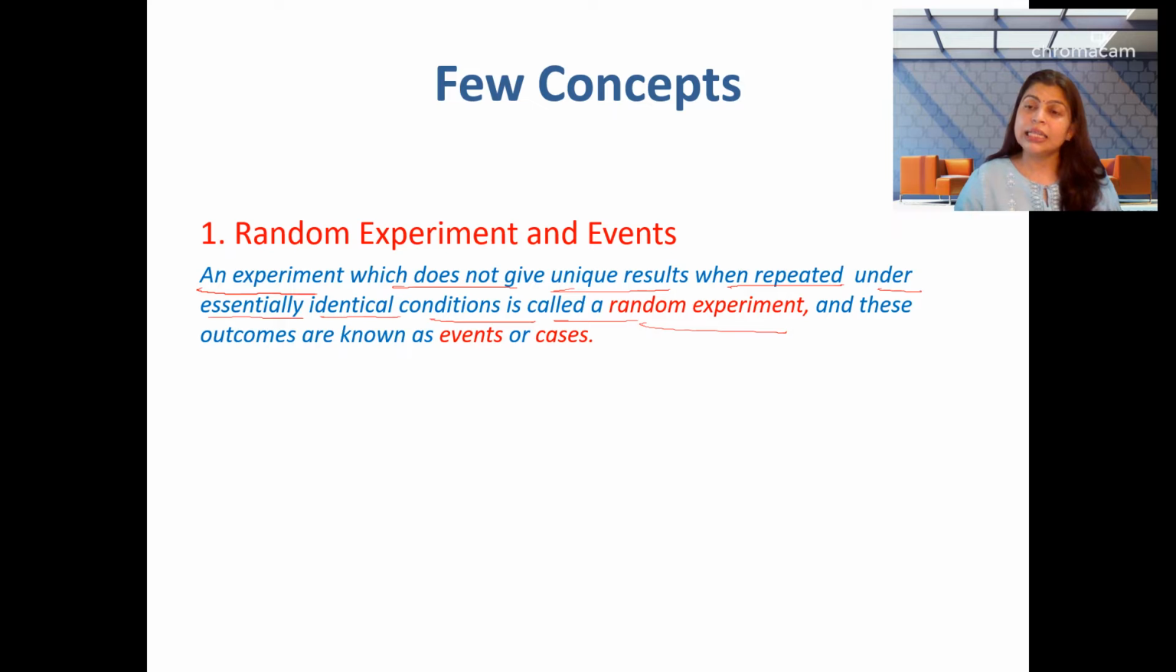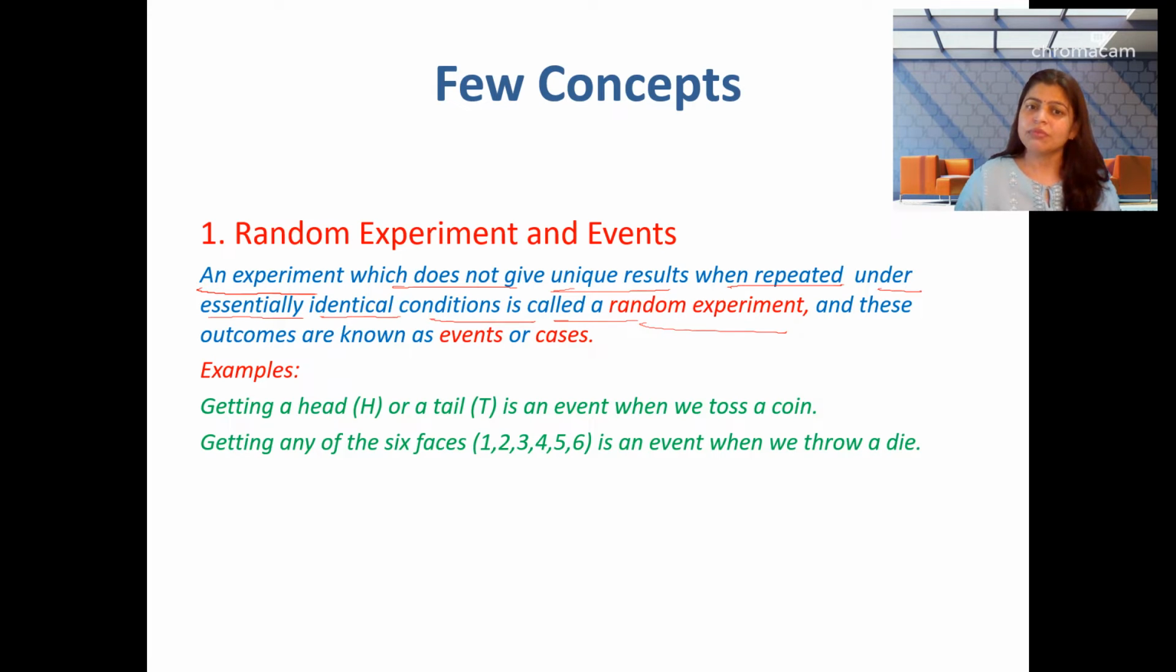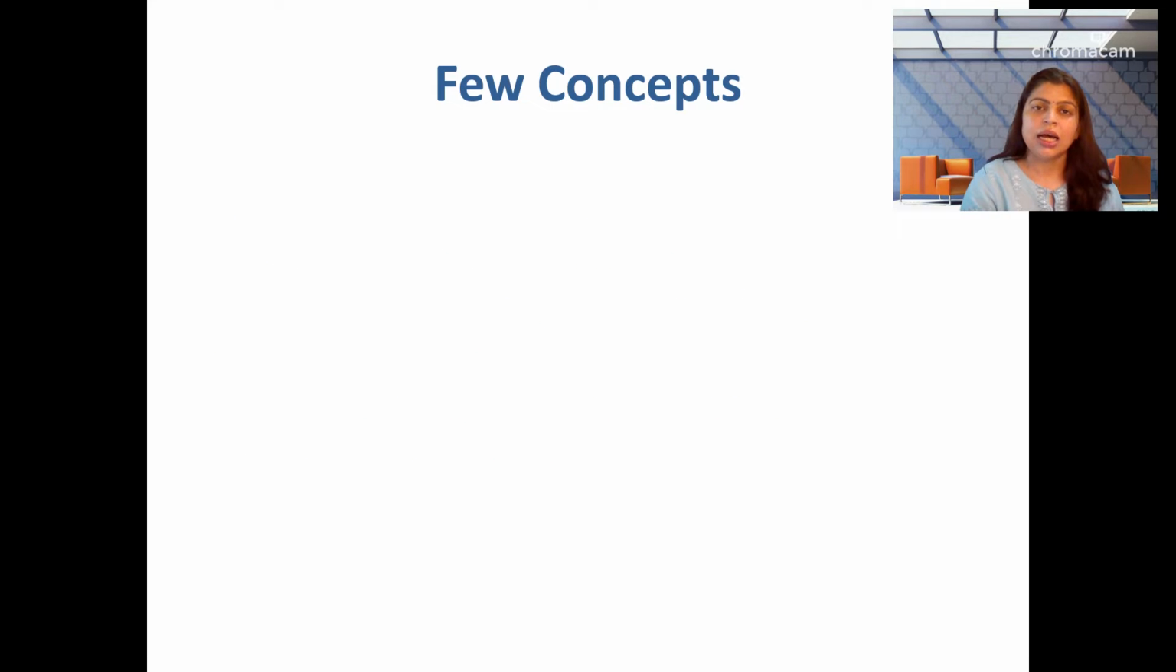Now, whatever outcomes come in an experiment are called the events or cases. Here are a few examples: getting a head or tail is an event when we toss a coin, or getting any of the 6 faces out of 1 2 3 4 5 6 is an event when we throw a die. So these are a few examples, and I hope now you have understood this concept.